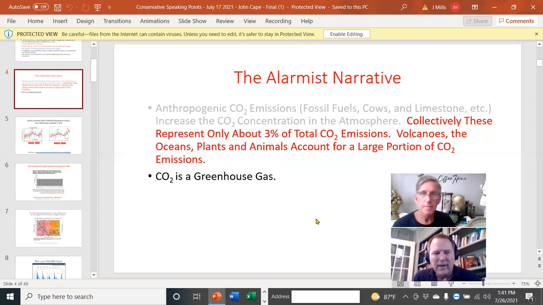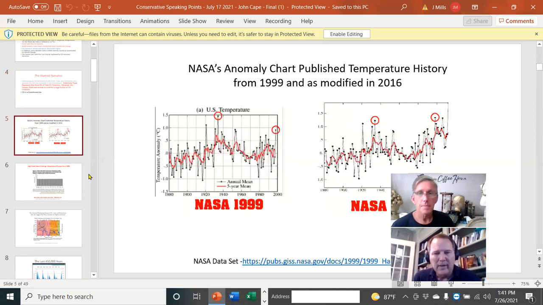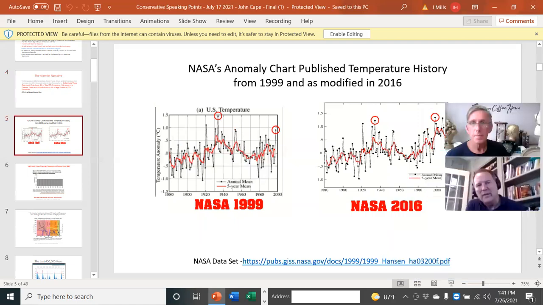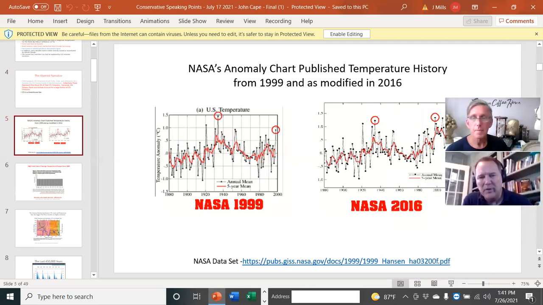The next slide here has to do with why I put NASA on that list a while ago of people that support the narrative. NASA is an agency that has taken upon itself to help everybody be convinced that the narrative is in fact true. And you can see a perfect example of the kind of stuff they do.